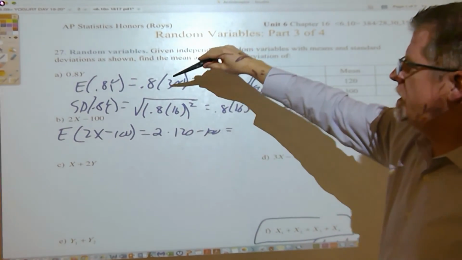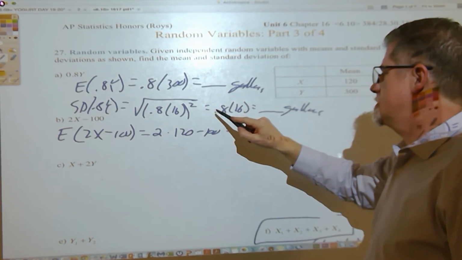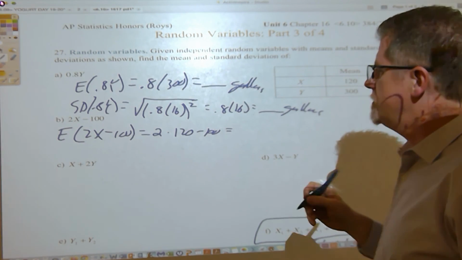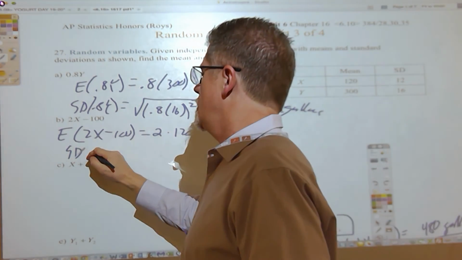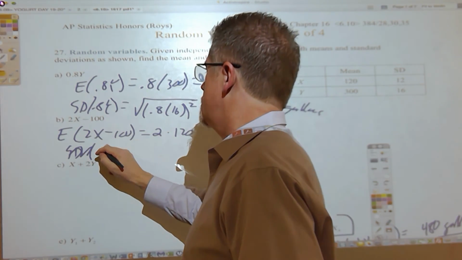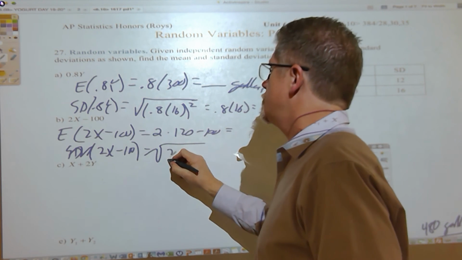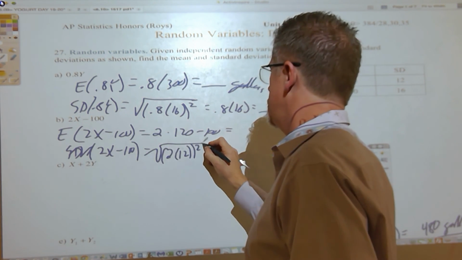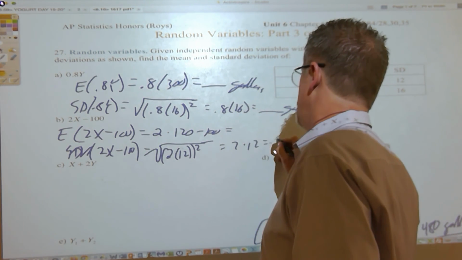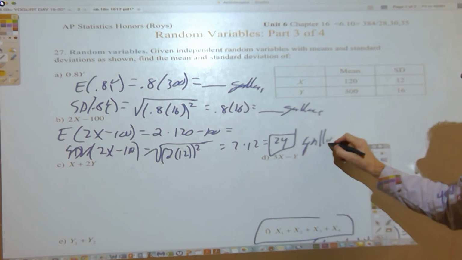So the setups were 0.8 times 300, and the square root of 0.8 times 6, so it's basically 0.8 times 16. Down here, all you gotta do is take 2 times 120 minus 100 for the expected value. For the standard deviation, the 100 has no effect. The standard deviation of that is going to be the square root of 2 times 12, both of those squared. That's it, so 2 times 12 is 24. You ignore the minus 100. All of these are in units of gallons.